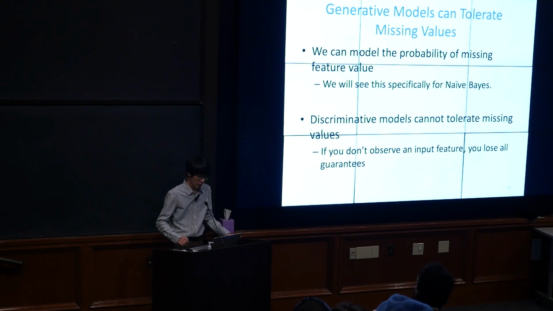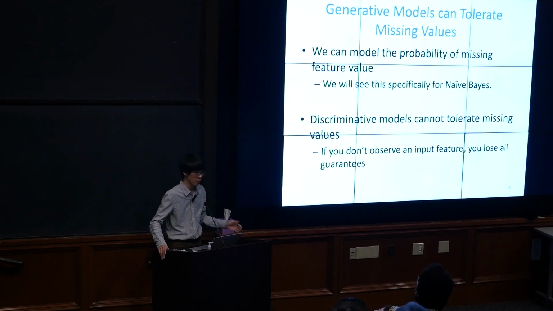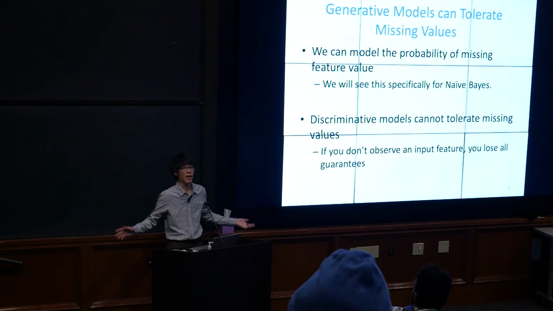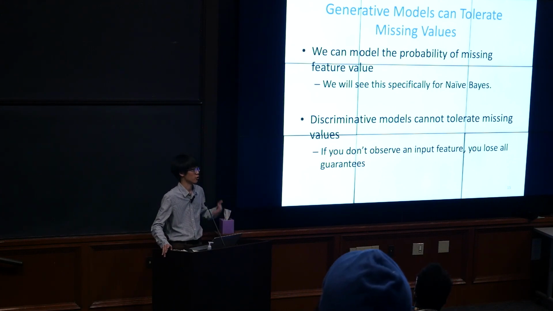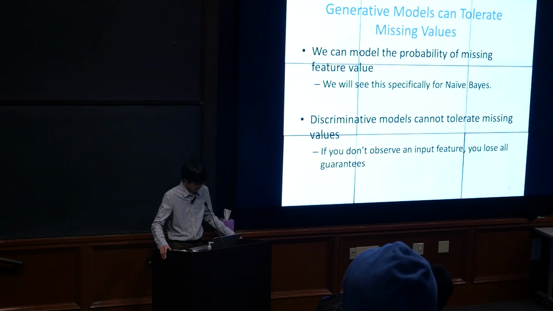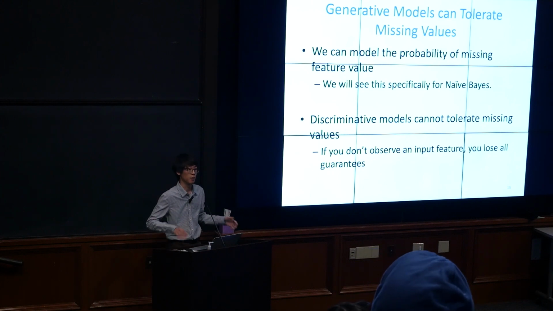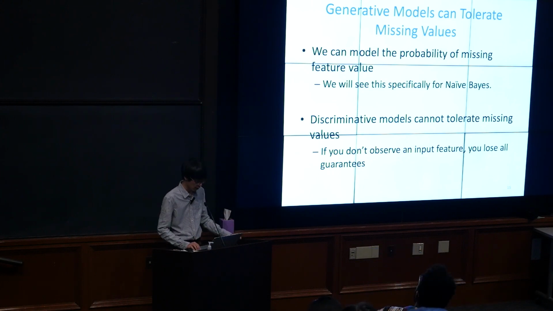Okay, and then I mentioned before that generative models can tolerate missing values because the model already understands the probability of the missing value itself, right? Because it has already modeled what x looks like, even if I ask for the probability of y not given any x, it can do that, because it can just marginalize x out. Whereas discriminative models can't do that because they've only modeled y conditioned on x.